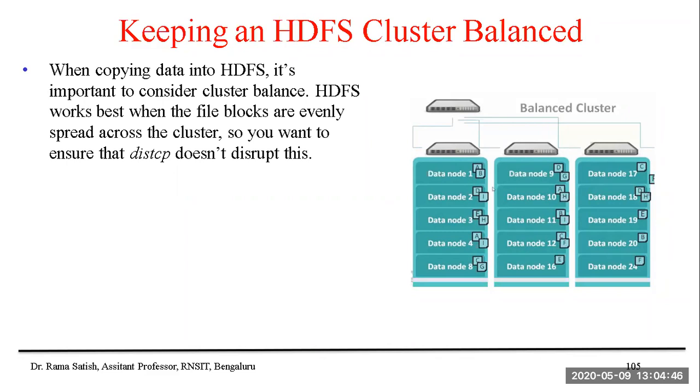A Hadoop distributed file system works best when the file blocks are evenly spread. So very important. Hadoop will perform extremely well if the cluster is balanced well. If the cluster is not balanced well, definitely it won't perform, because most of the traffic will be given to the same node. So what happens? There will be a lot of bottleneck. Only one node serving, all other nodes are simply idle.